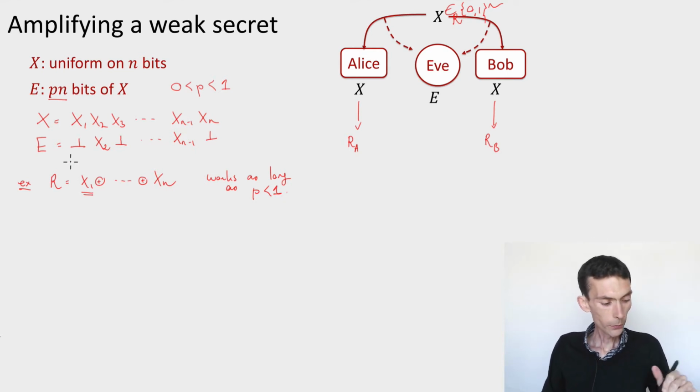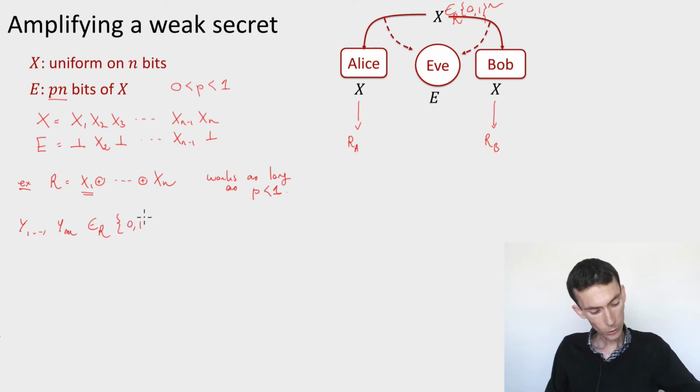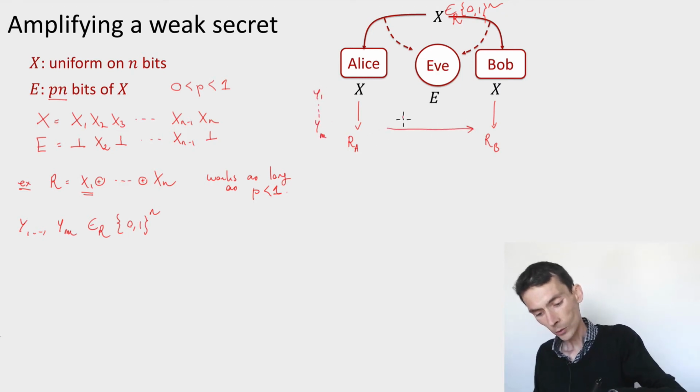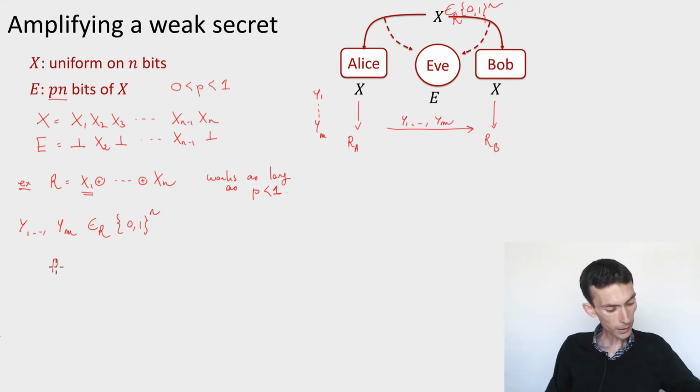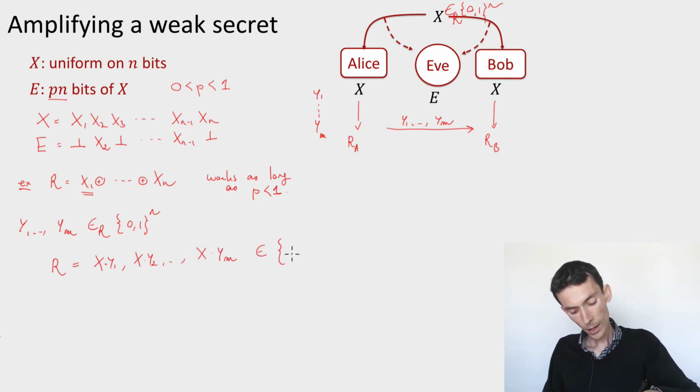Here's an idea. We're going to choose random strings y1, ..., ym at random in {0,1}^n. So this is something that Alice is going to generate on her own, and she's going to ship over to Bob on the public communication channel. And then what they'll do is that they'll set r to be the dot product of x and y1, and then the dot product of x and y2, etc. up to the dot product of x and ym. This way you get an m-bit string.